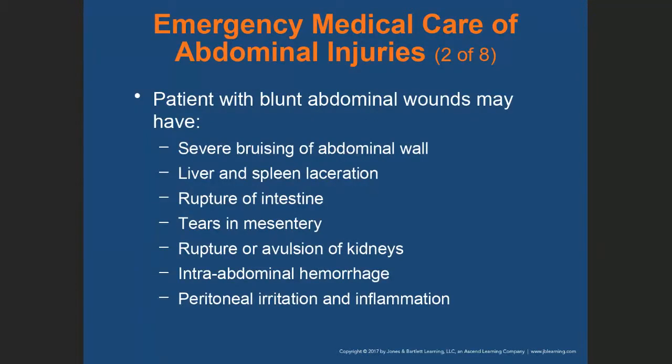A patient with blunt abdominal wounds may have severe bruising of the abdominal wall. The liver and spleen may be lacerated. They can rupture the intestine. They can tear the major blood vessel in the abdominal cavity, the mesentery. They can have rupture or avulsion of the kidneys. They can have intra-abdominal hemorrhage. They can have peritoneal irritation and inflammation.